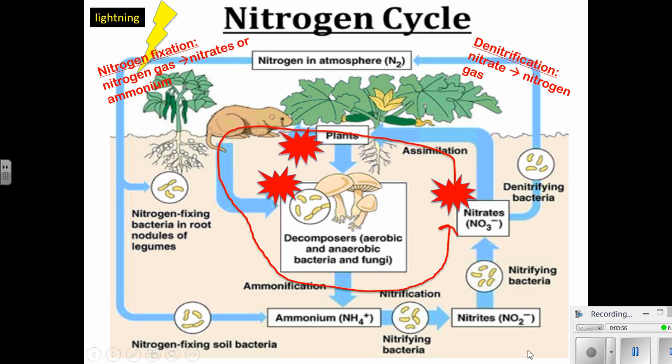So you can see how important all of these different types of bacteria are to the nitrogen cycle. You don't need to know the names of the bacteria, but you do need to know some of the processes. So ammonification, denitrification, nitrogen fixation, and nitrification. So you need to know those terms, and they're defined for you in the next few slides.